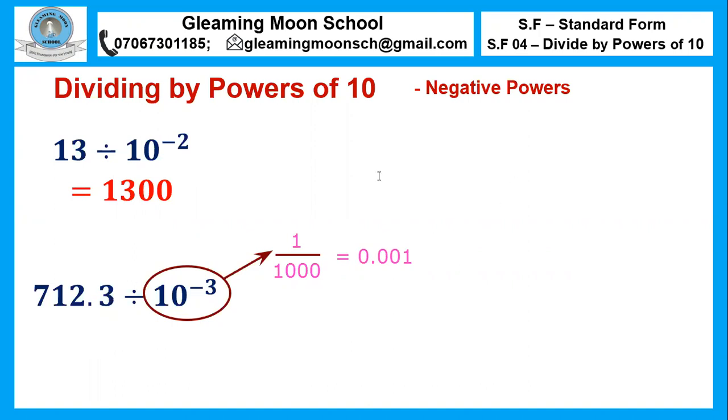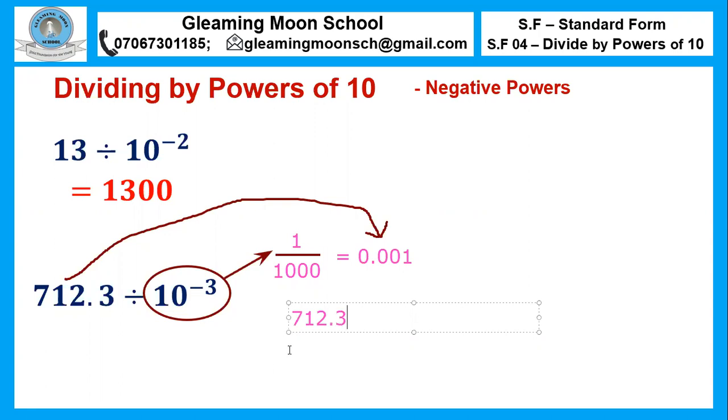So in other words, what we are doing is 712.3 divided by 0.001. Let me draw an arrow again to point us to that. So this is what we are doing. That leaves us with 712.3 divided by 0.001. Put the division line there. So that's what we are doing.